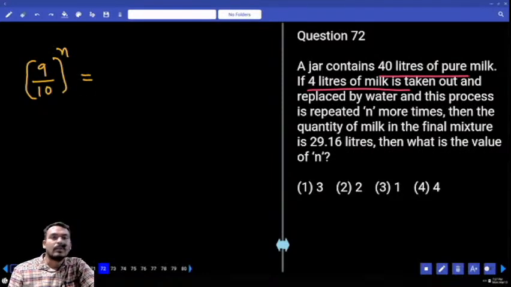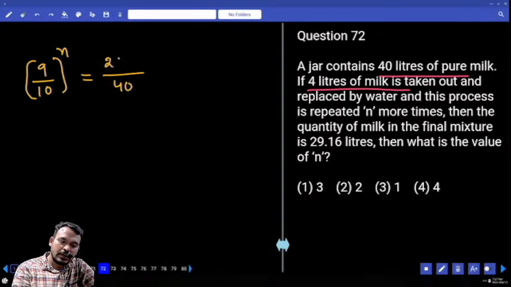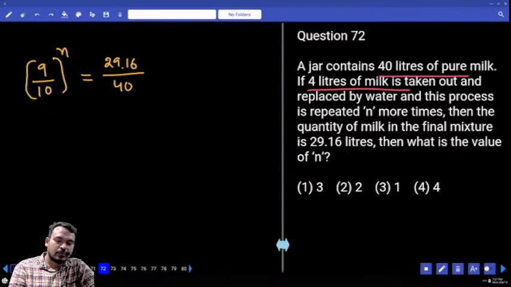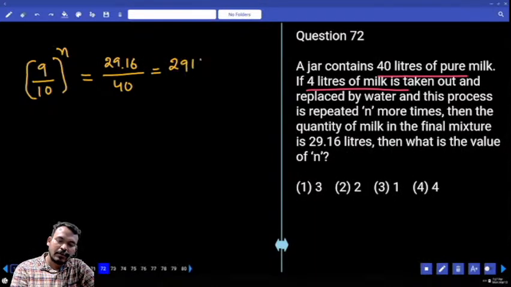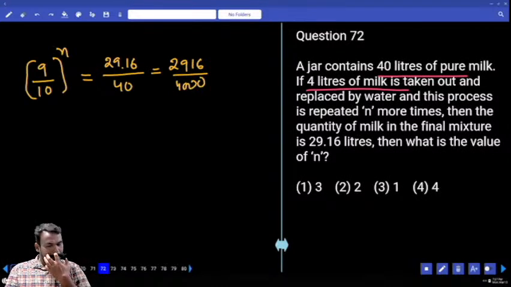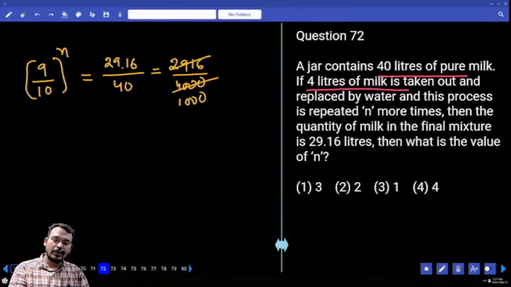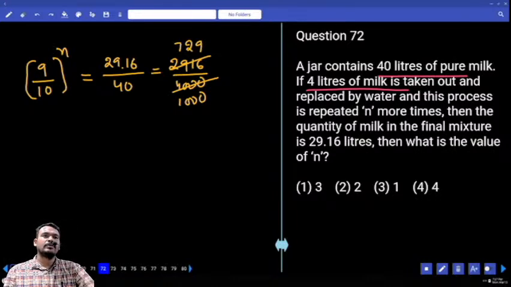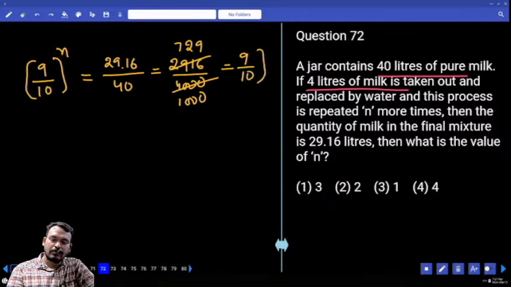That is equal to, what is the initial quantity? 40 liters. What is the final quantity? 29.16. This one we write 2916 by 4000. Okay. 4000. 4 how many times in the denominator? 1000 times. Numerator 4 how many times? 7, 2, 9. 729, which one power 3? 9. 1000, 10 power 3. This one we write 9 by 10 power 3. Then n equal to how much? 3.